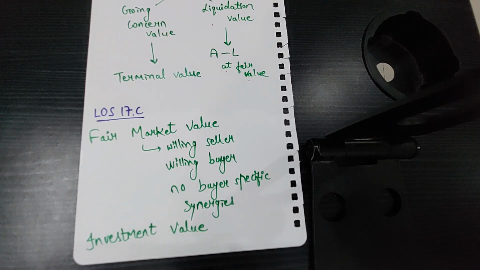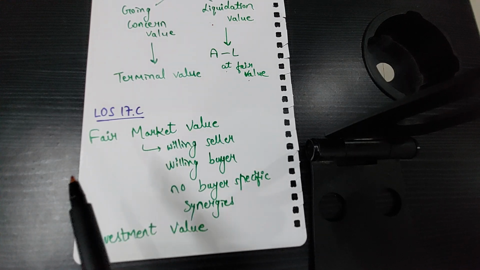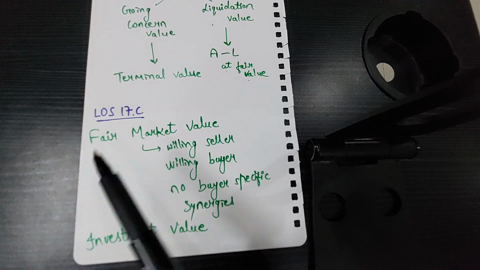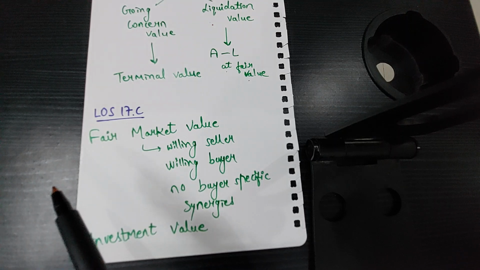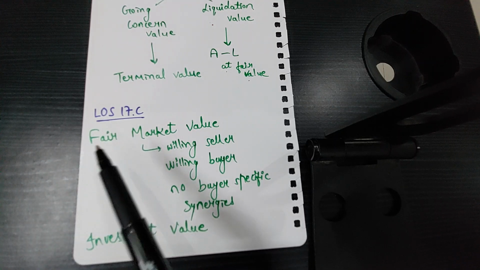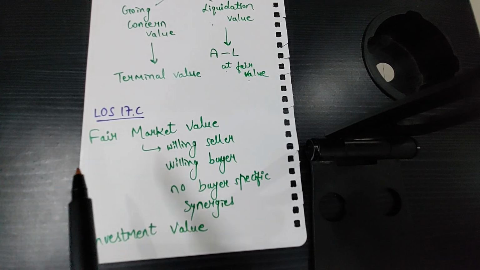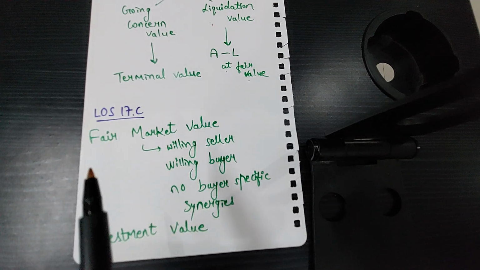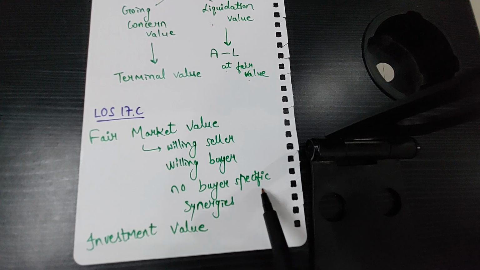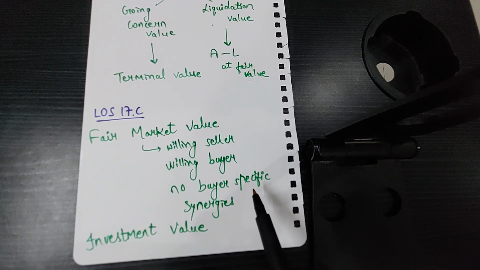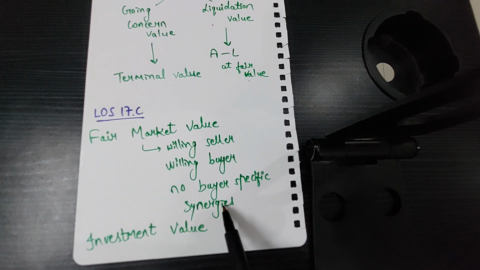Buyer specific synergies means, for example, if you are already in a food chain business, or let's take the example of Facebook and Instagram, or WhatsApp and Instagram. Both are social network platforms, right? So there is buyer specific synergies. आप WhatsApp पे जो बात करोगे उसके हिसाब से आपको Instagram पे ऐड आएगा. So this is buyer specific synergies.